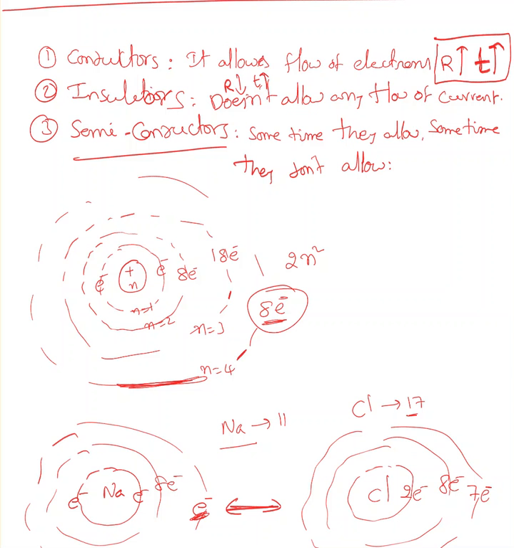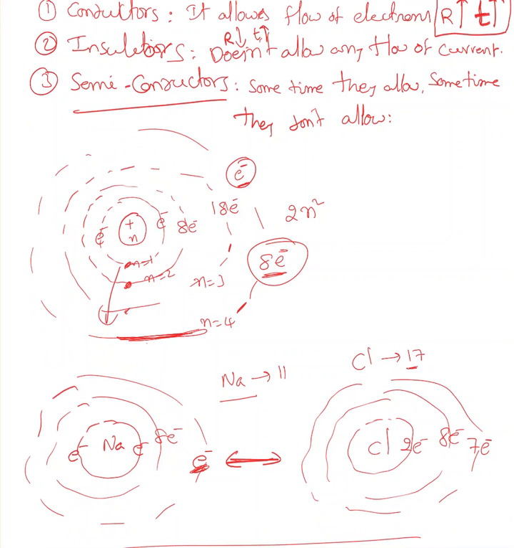If it gains energy, it will jump out from here to here, depending upon how much energy it gained. If it loses energy, then it will go into the inner bands. So basically the electron in the outer orbit definitely has lots of energy. Now I'm talking about this outer band or orbit.